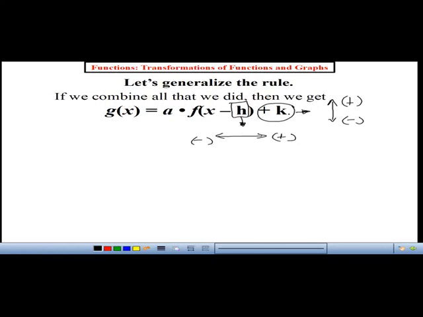So if that's true, what did we just do right now? We multiplied f of x times this parameter. What is this parameter? I'm going to put a triangle around it. Parameter a. What does it do to the original function? Parameter a either stretches or compresses. And it does it which way? Vertically.